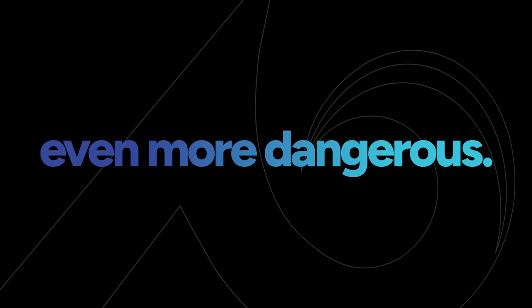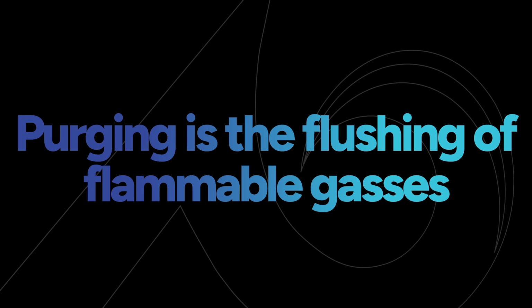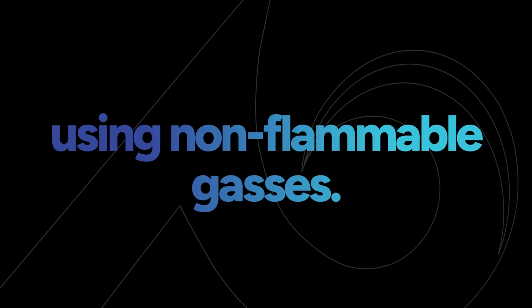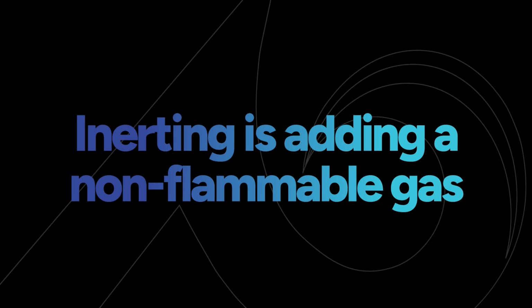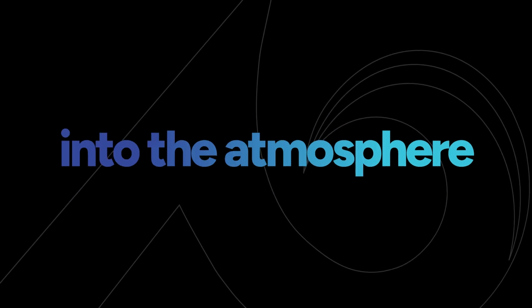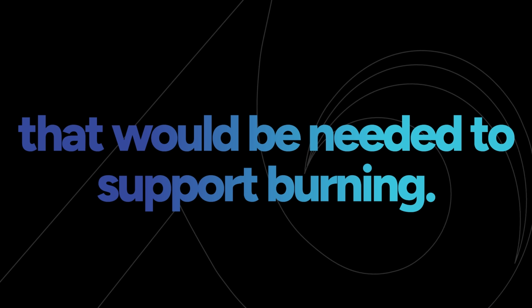energy even more dangerous. So, 2 practices used to counteract the dangers in Class 1 areas are purging and inerting. Purging is the flushing of flammable gases from the atmosphere using non-flammable gases, while inerting is adding a non-flammable gas into the atmosphere to reduce the amount of oxygen that would be needed to support burning.